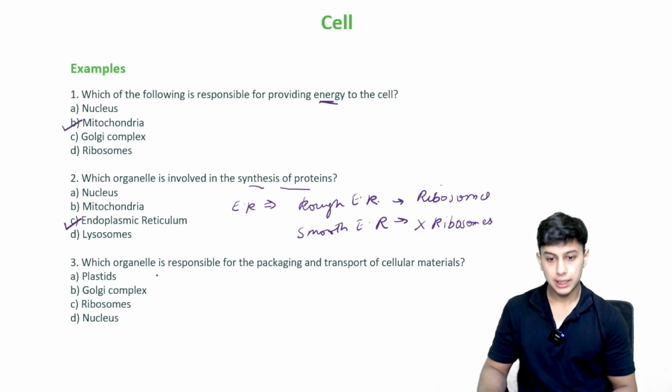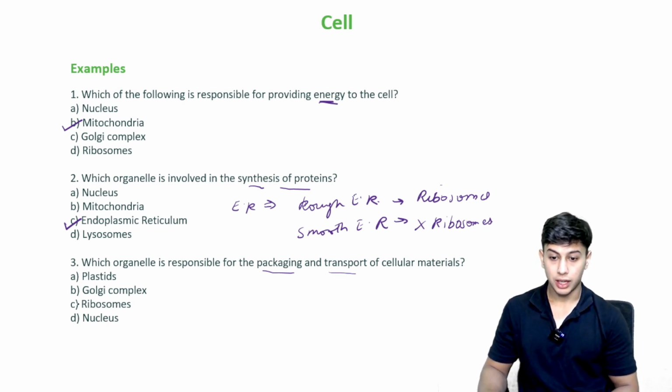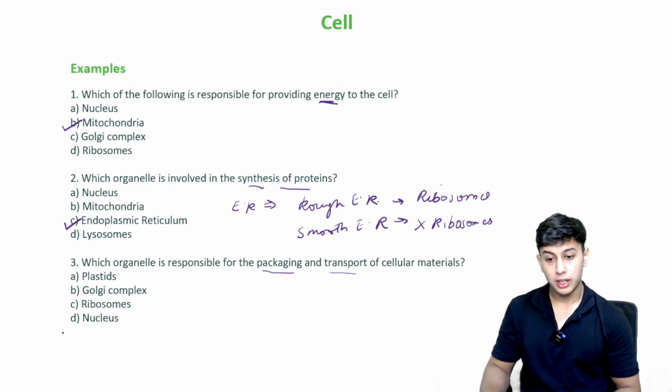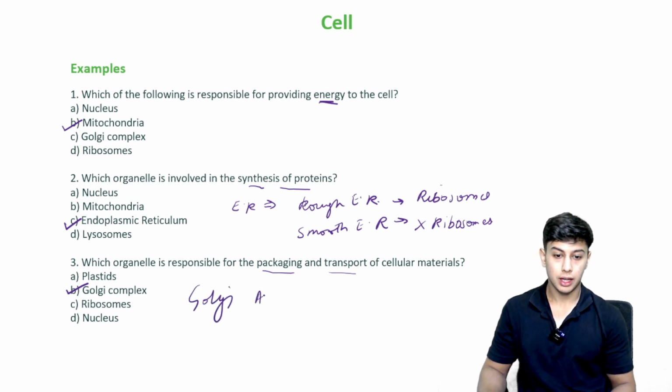Which organelle is responsible for the packaging and transport of cellular materials? Now consider a delivery service, someone that packs something and transports it. Are those plastids? No. Are those ribosomes? No. Is it nucleus? No. It is Golgi complex, the Golgi apparatus. What does it do? It packages materials that are to be sent inside the cell.